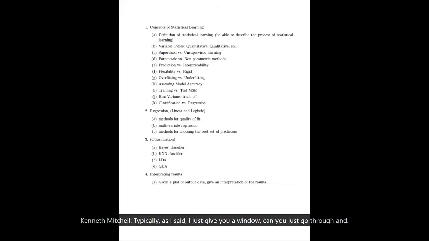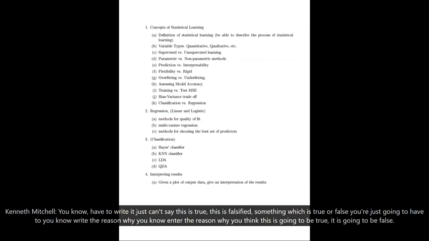Typically, as I said, I just give you a window, and then you can just go through and mark those off. You actually have to write. You just can't say this is true or this is false. If I have something which is true or false, you're going to have to write the reason why you think this is going to be true or false.